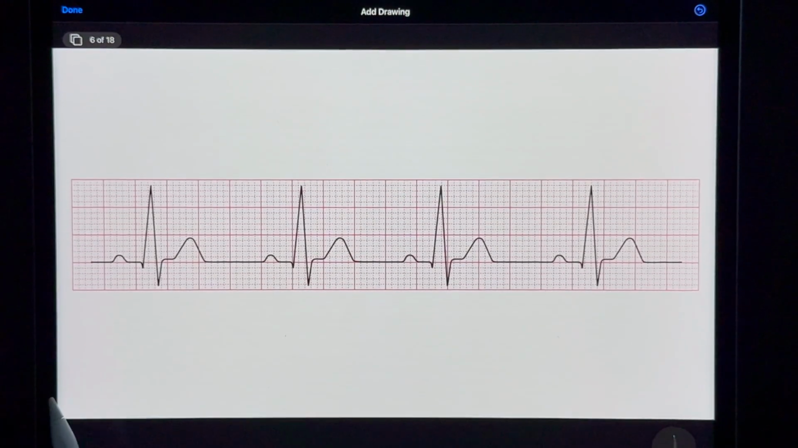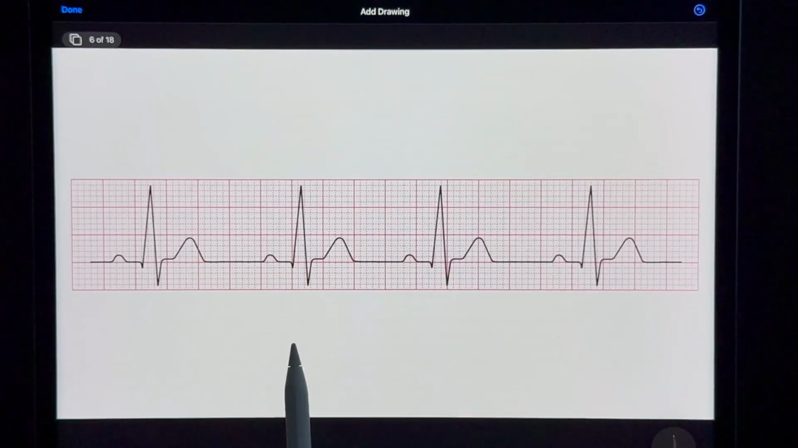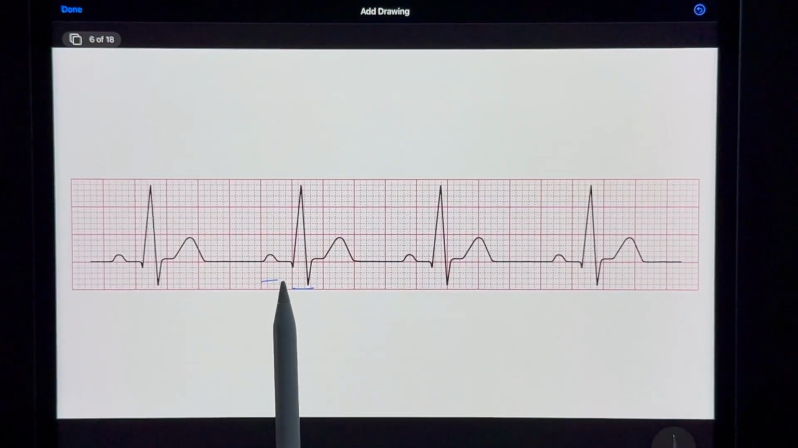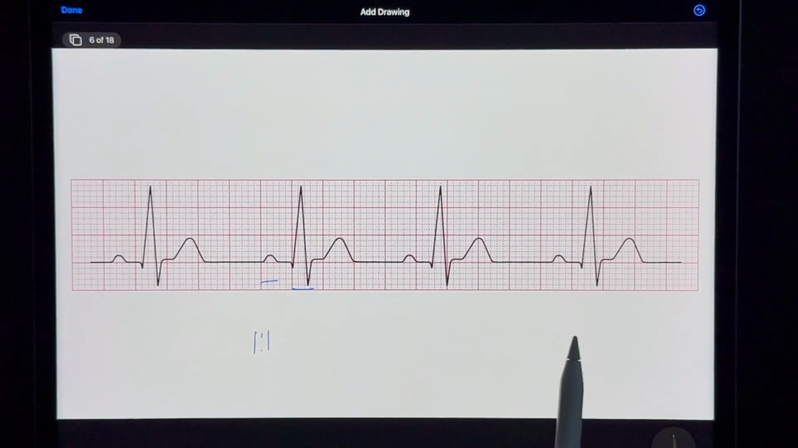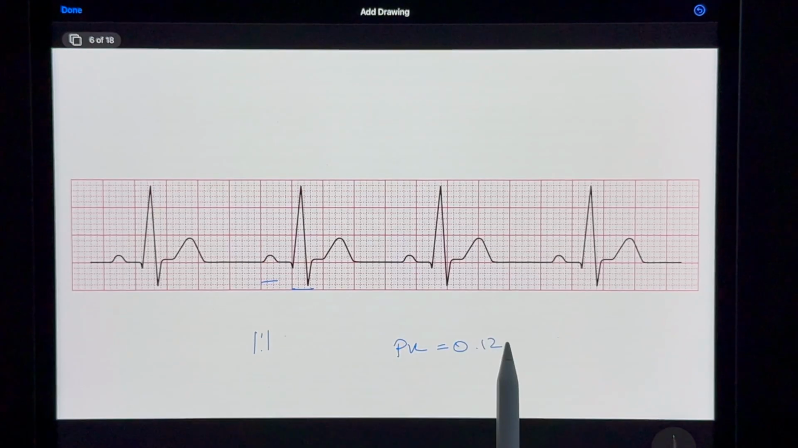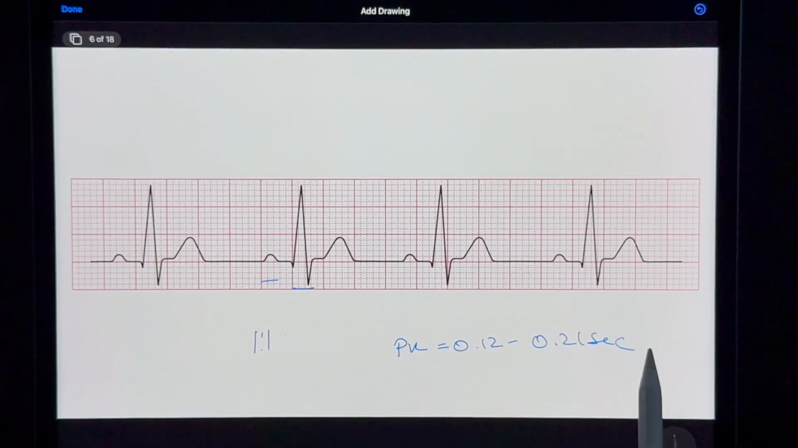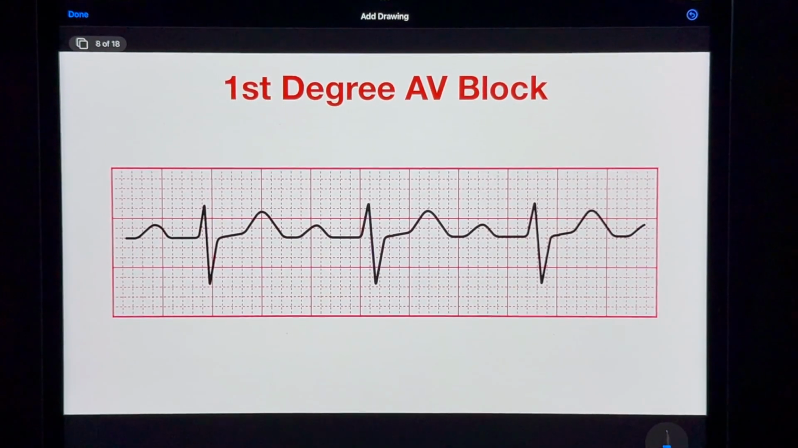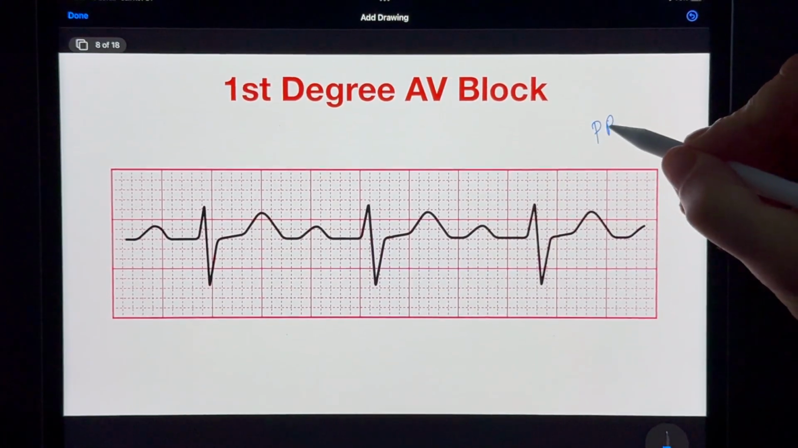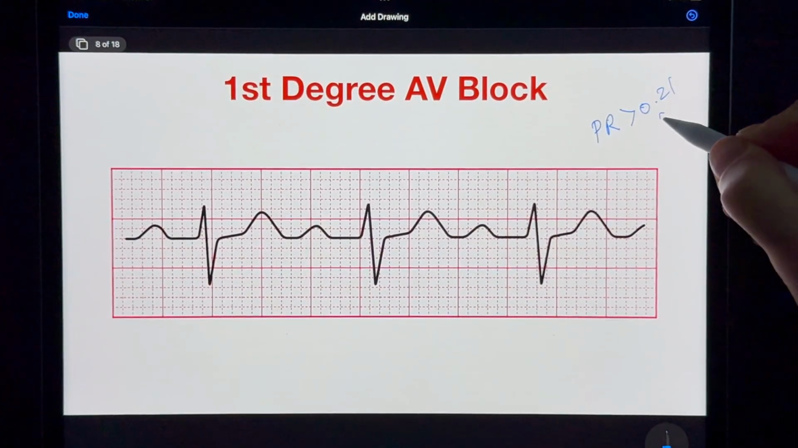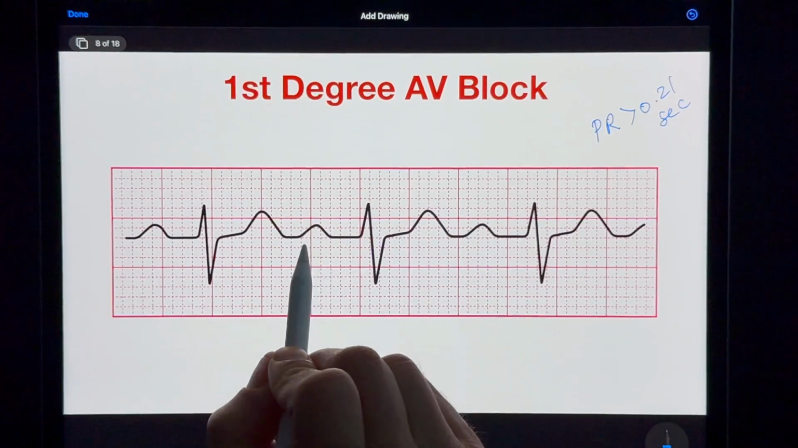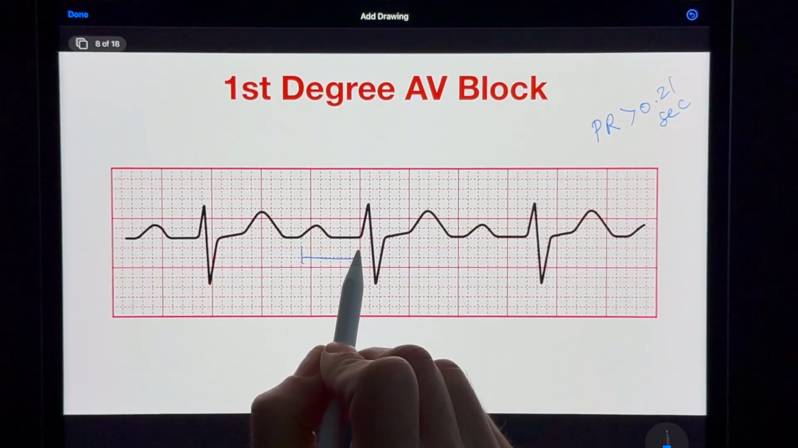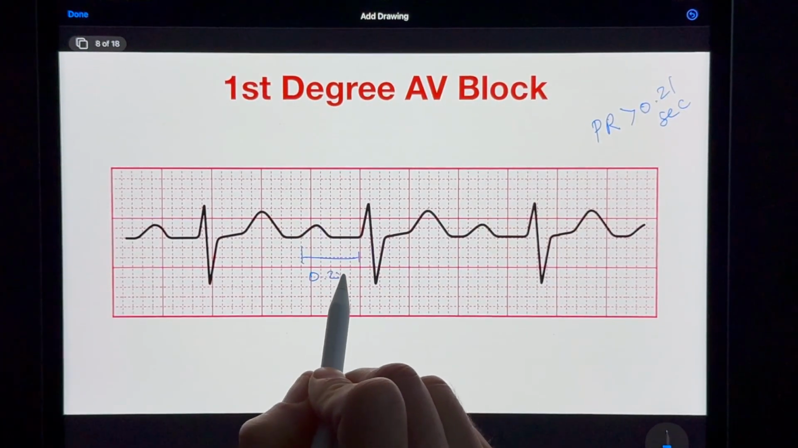When a cardiac impulse is conducted normally from the atria to the ventricles, a QRS complex follows each P wave in a 1-to-1 ratio, and the PR interval is between 0.12 and 0.21 seconds. The PR interval is measured from the onset of the P wave to the onset of the QRS complex. In first-degree AV block, the PR interval is greater than 0.21 seconds. In this example, the PR interval is approximately 6 small boxes wide, which equates to 0.24 seconds.